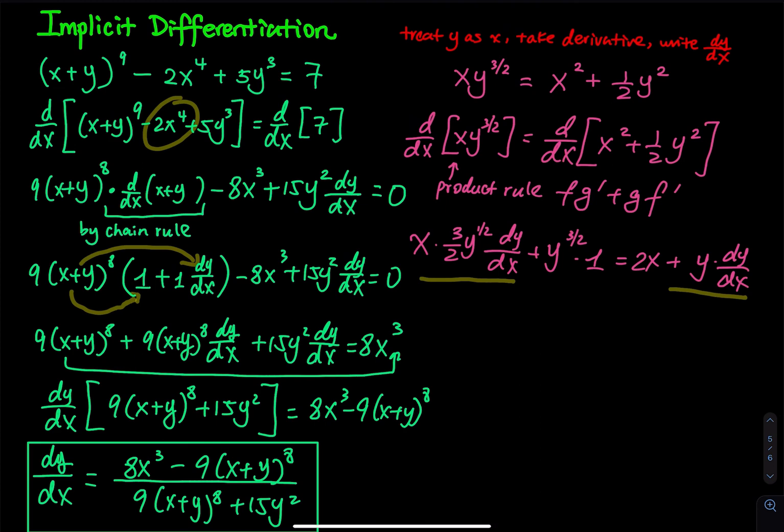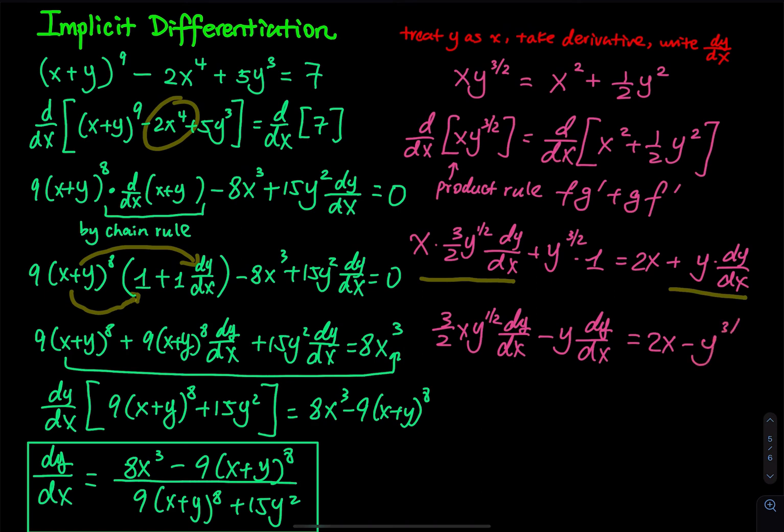So we have 3 over 2 xy to the 1/2 dy dx. Oh, by the way, some textbooks use dy dx and some textbooks just use a y prime. And then minus y dy dx, and then equals to 2x minus y raised to 3 over 2. And then you factor, and then you divide, right? So dy dx, and then that is 3 over 2 xy to the 1/2 minus y. So this is a 1, right? 1/2. And then right hand side, no change, y to the 3 over 2.